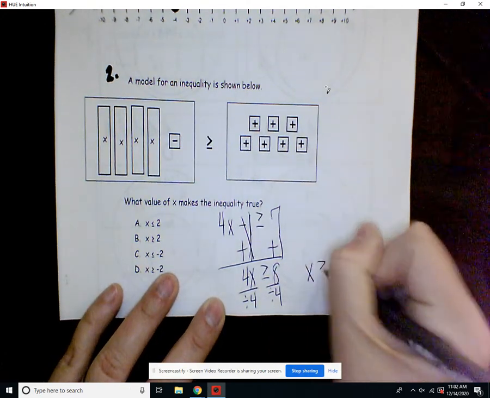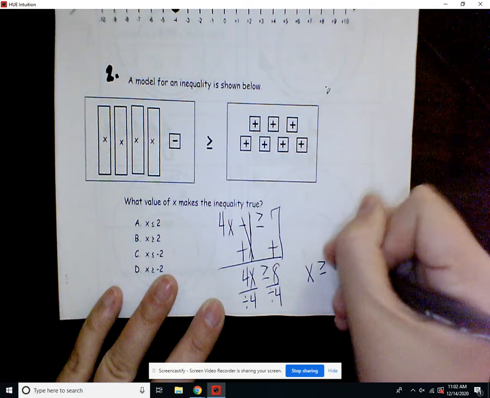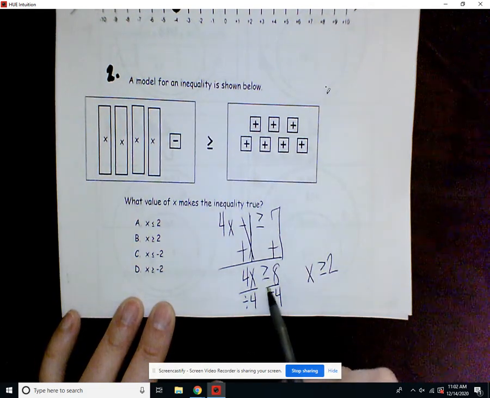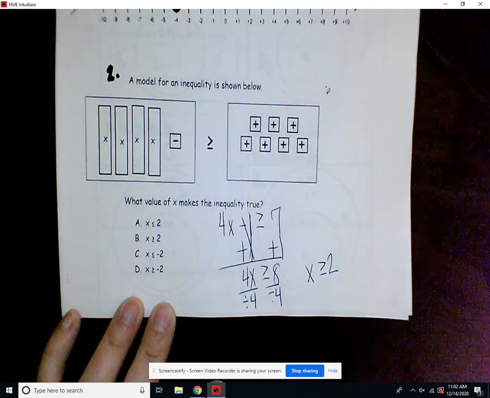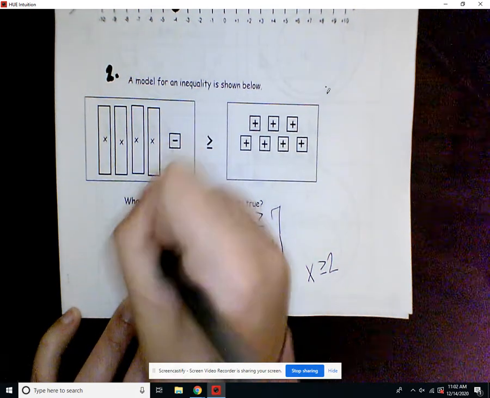So we have x, our arrow. 8 divided by 4 is 2. And our arrow is not flipping because we did not divide by a negative. So our answer is going to be B.